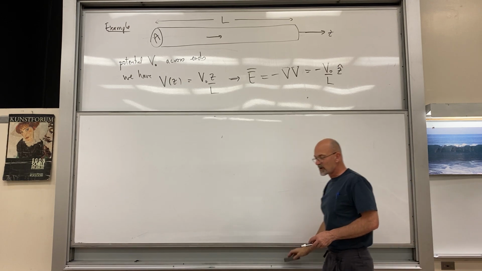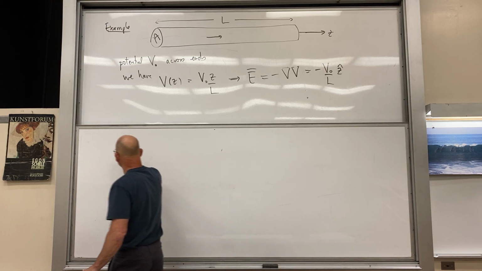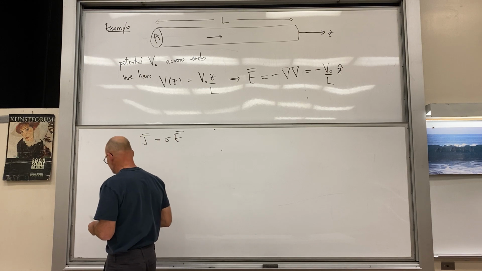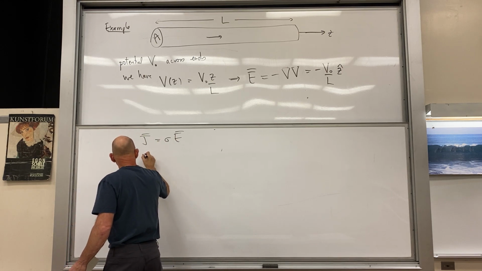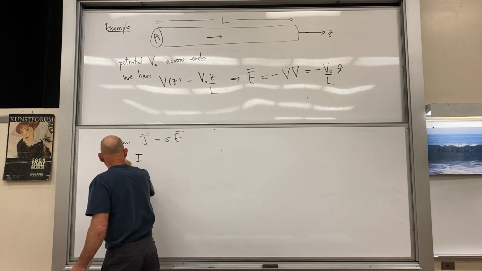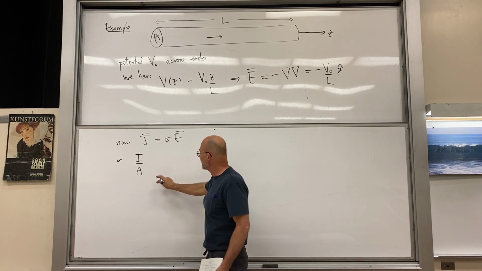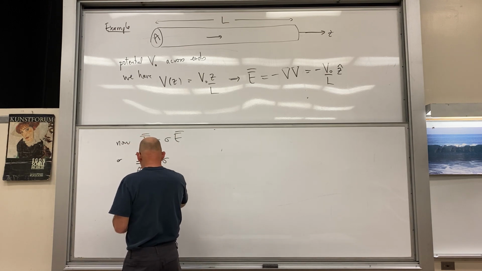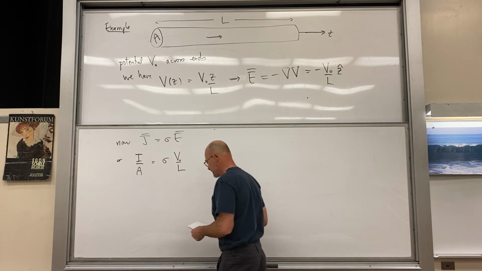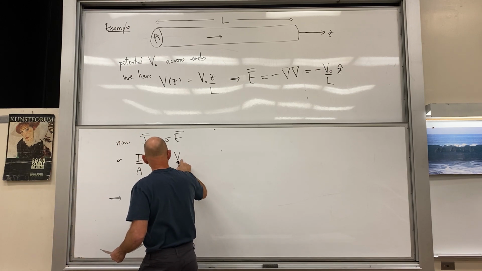Going to use sigma, the phenomenological material property sigma. We've got J is equal to sigma times E. And because of the uniformity in that device, we can just say we have I divided by A, current per unit area, is going to be sigma V naught divided by L, and I'm going to solve for V. Actually, we'll just call this V.